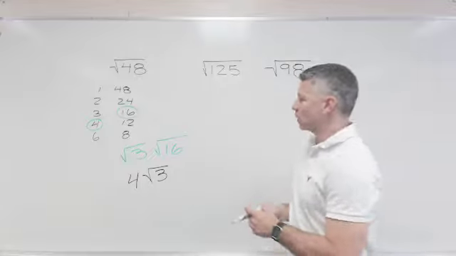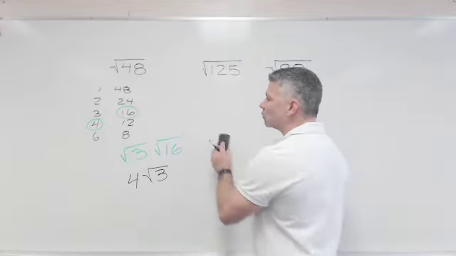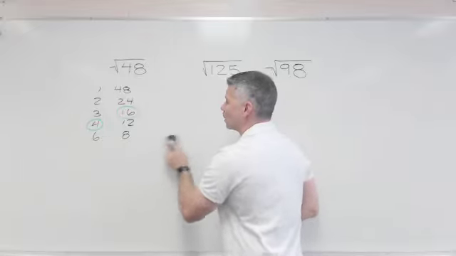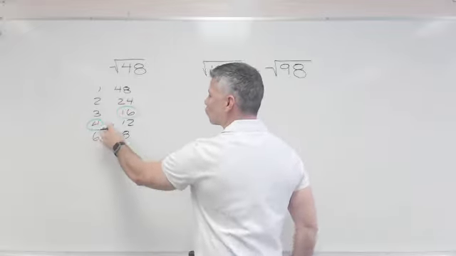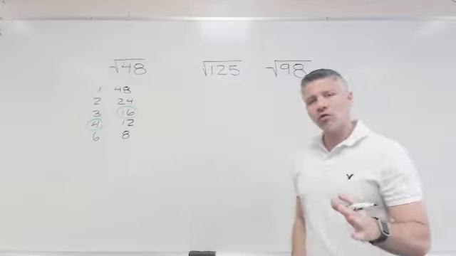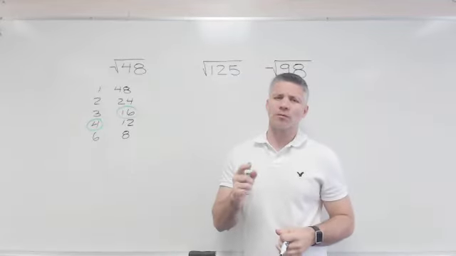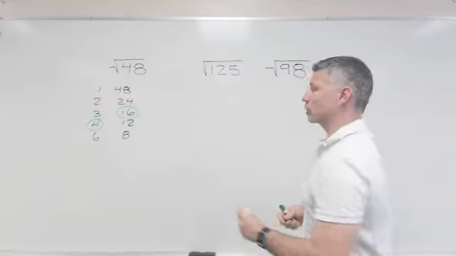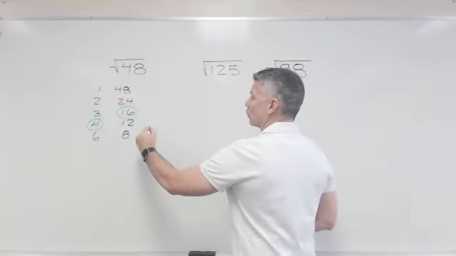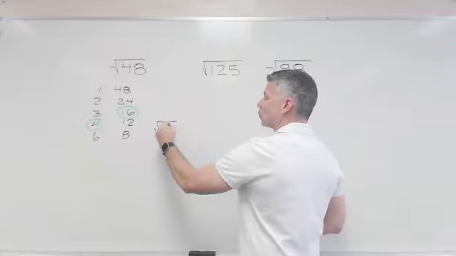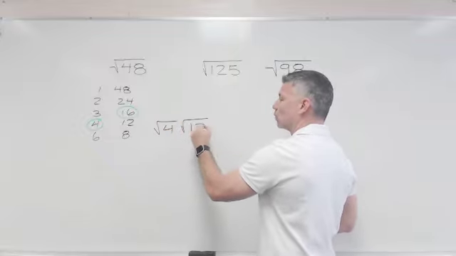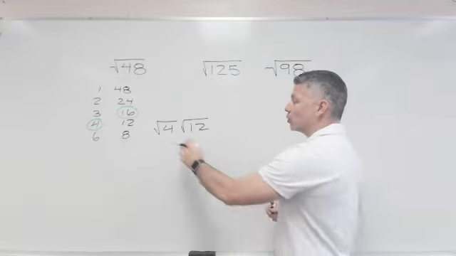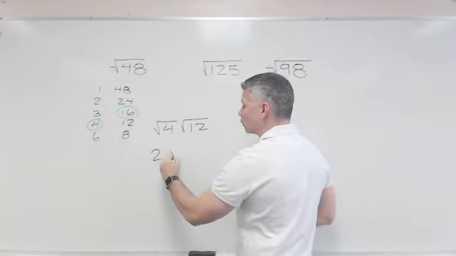Now I know what you're thinking. What if we didn't do your hint, Mr. Repka? What if we just tried to do it with the 4 and the 12? I'll tell you, you'd still get the same answer, but you're making yourself do another step. It's up to you if you want to do extra work. Let's do it with the 4 and the 12. So that would mean the square root of 4 and the square root of 12, because 12 times 4 is 48. We know the square root of 4 is 2.